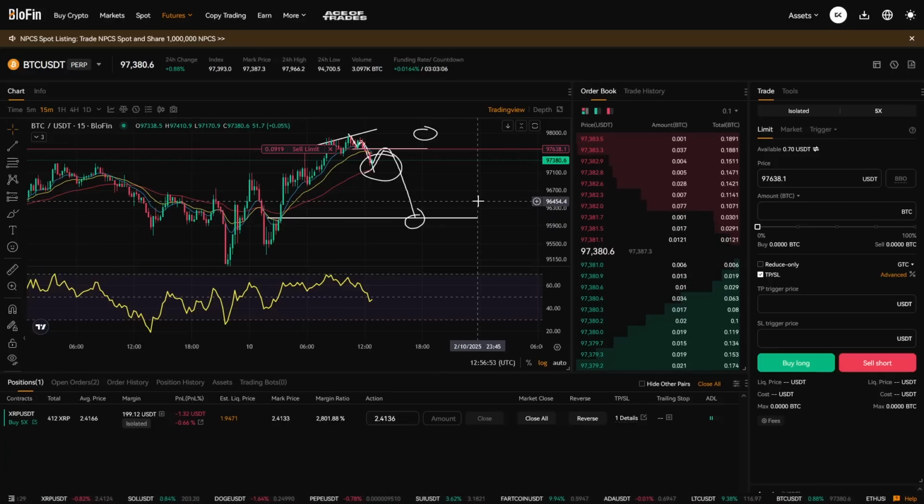If you are looking to get involved in Blofin, don't be an over leveraged degen, don't go with your life savings, and just practice.